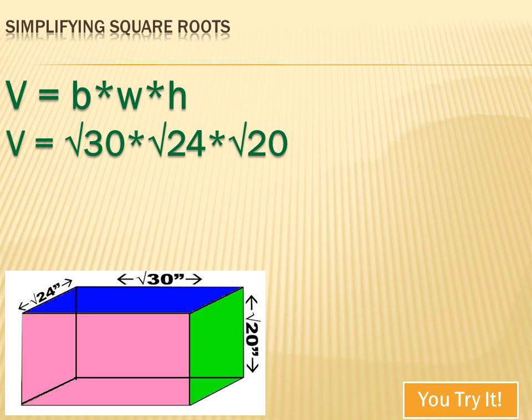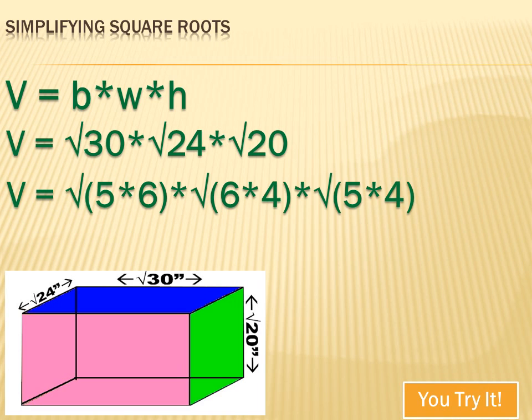That's pretty confusing. I don't like that. Let's see if we can simplify that a little bit. I know that one of the things I can do is to simplify the numbers within the radical, and it's still going to be a sensible radical. So if I factor that 30 into 5 times 6, I can make that the square root of 5 times 6. And I can factor that 24 and make it 6 times 4. And I can factor the 20 and make it 5 times 4.